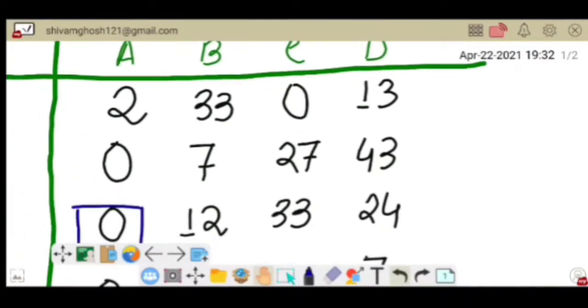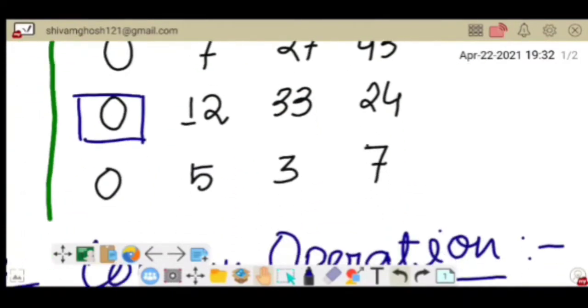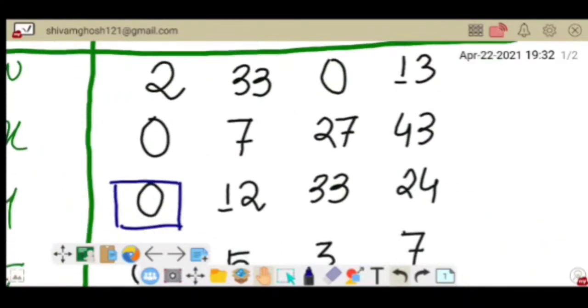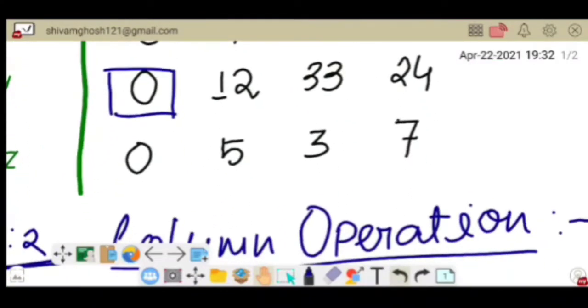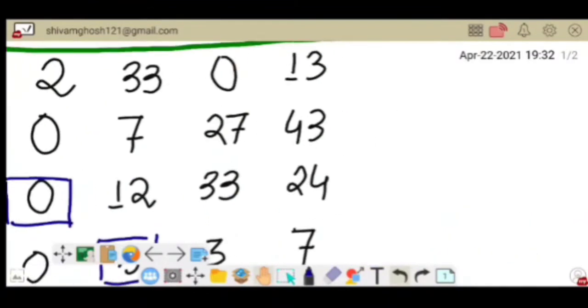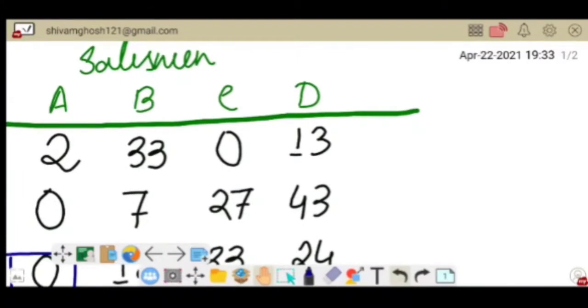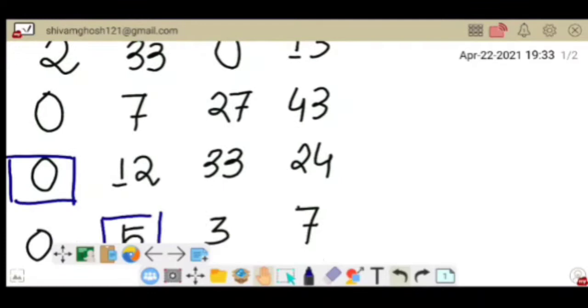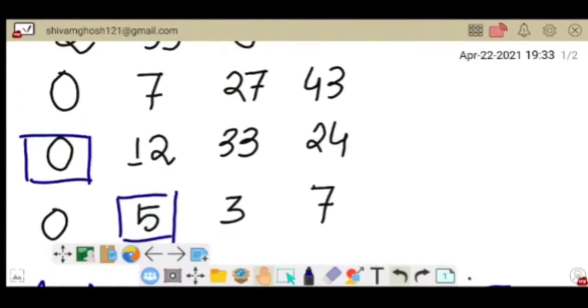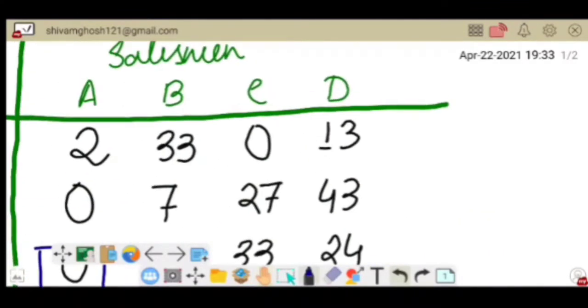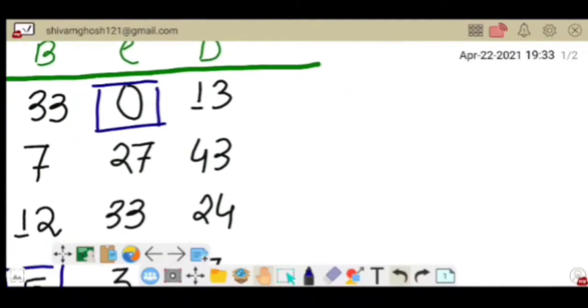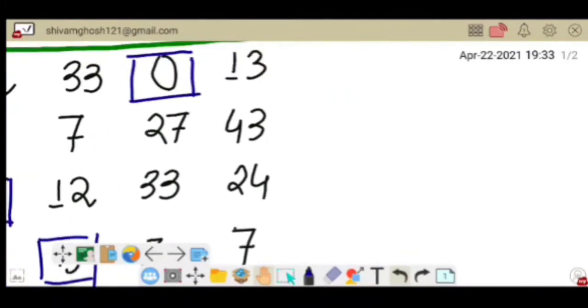In the next column we can see the minimum element from 33, 7, 12 and 5 is 5. And in the next column, column C, we can see 0, 27, 33 and 3. So here the minimum element is 0. And in column D, we can see the minimum element is 7.